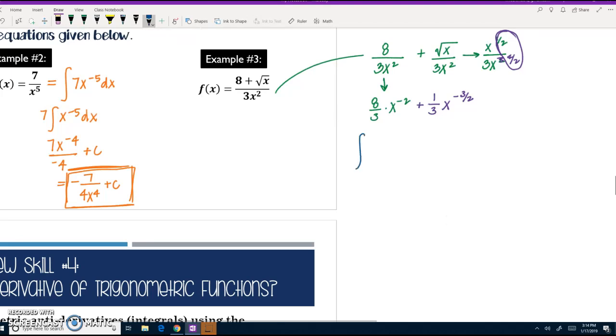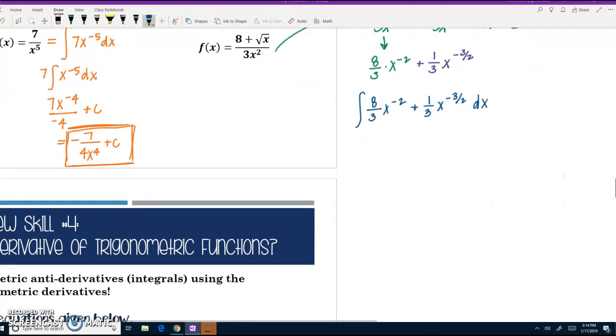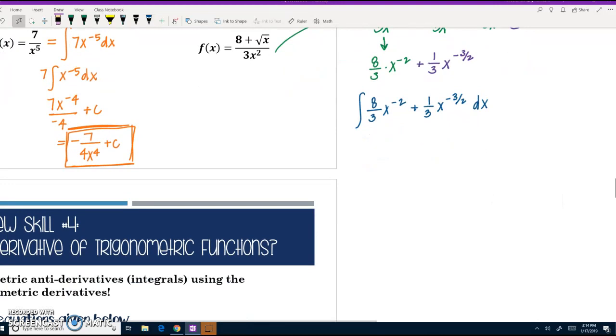So what I can say is I'm taking the integral or antiderivative of 8/3 x to the negative 2 plus 1/3 x to the negative 3/2, and I'm doing that integration with respect to x. So I follow my process of simply adding 1 to the exponent and dividing by that same term. So if we look at the first operation, that means this x negative 2 exponent is going to go up and become a negative 1. And then that constant just comes along out in front. So I'm going to have x to the negative 1, and I'm dividing that by negative 1.